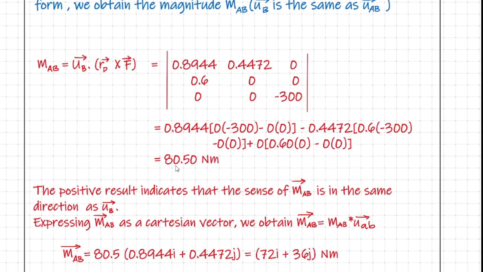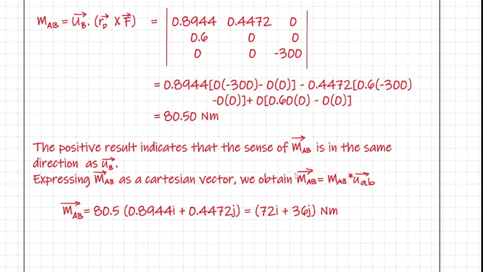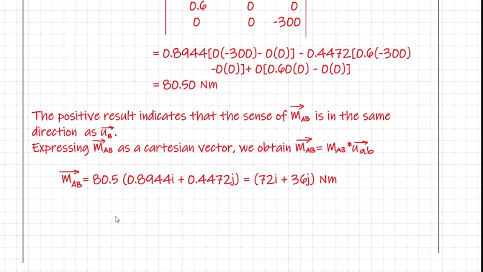Now, we know the magnitude. How do we express this moment about the axis AB in the vectorial format? Because the moment of a force calculated about an axis is a vector. So vector M_AB is its magnitude, already calculated as 80.5, multiplied by the unit vector along its direction, which is the unit vector along the axis AB. Substituting, 80.5 times 0.8944i plus 0.4472j gives 72i plus 36j Newton meter. So this is the vectorial representation of the moment of the force F computed about the AB axis.